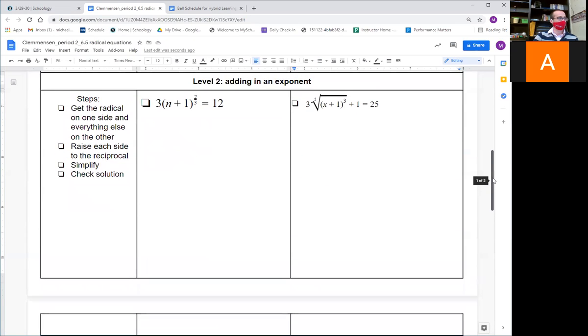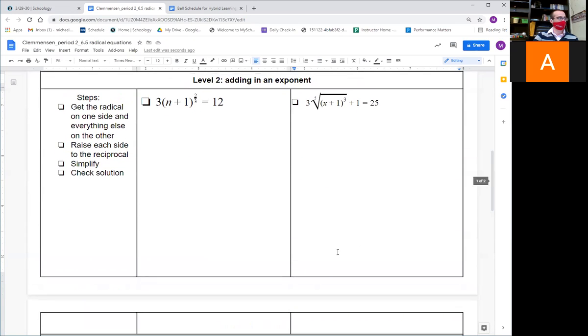Level 2. Very similar. The only difference with our steps is instead of just raising it to a certain opposite power, we're going to raise it to the reciprocal. Hopefully you remember the reciprocal is the fraction flipped upside down. All right, so instead of a 2/3, I'm going to be raising each thing to the 3/2 power.